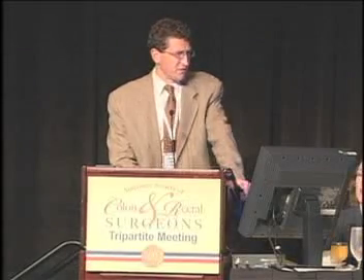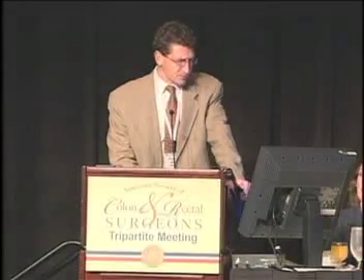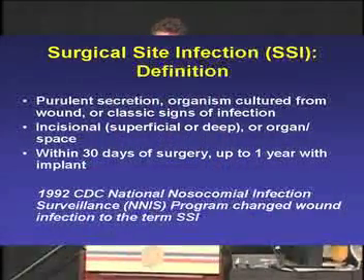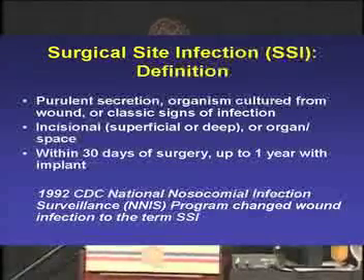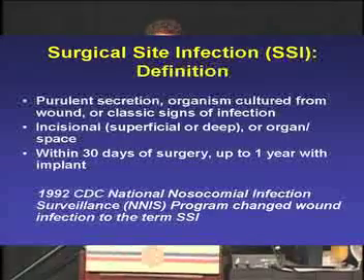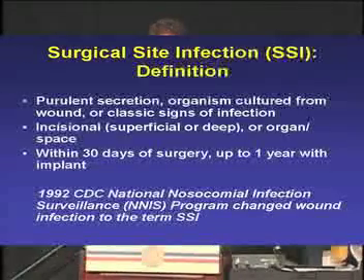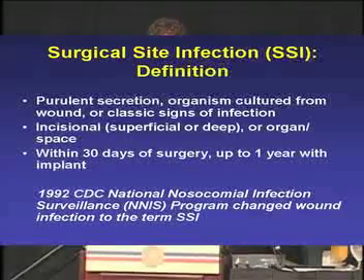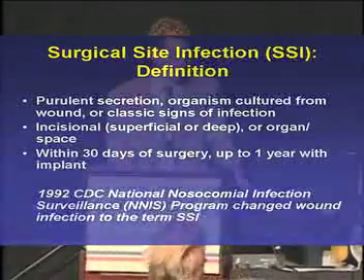A surgical site infection is defined by purulent secretion and organism culture from the wounds, which are classic signs of infection, and these are characterized as incisional, superficial or deep, or organ space. They're defined within 4 weeks of the operation unless an implant is in place, in which case the definition extends for 1 year.